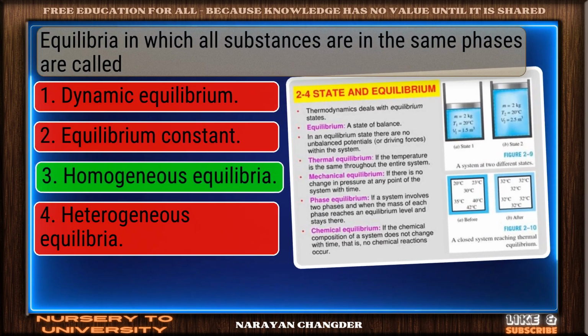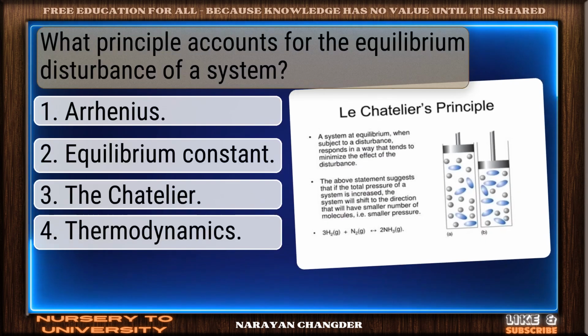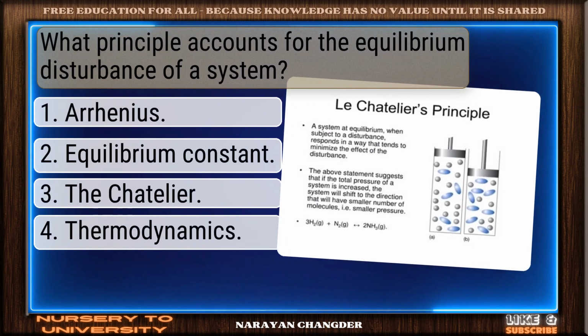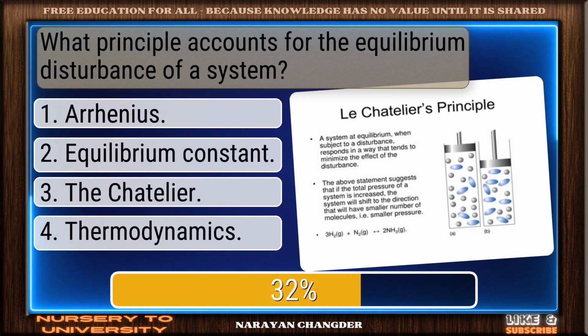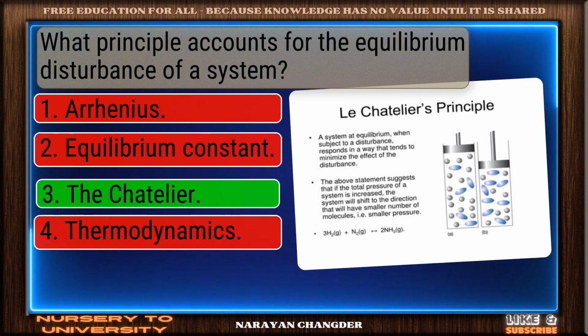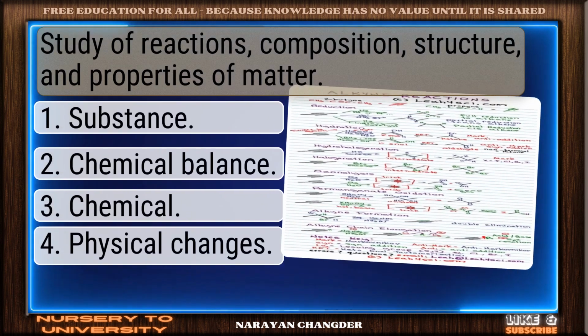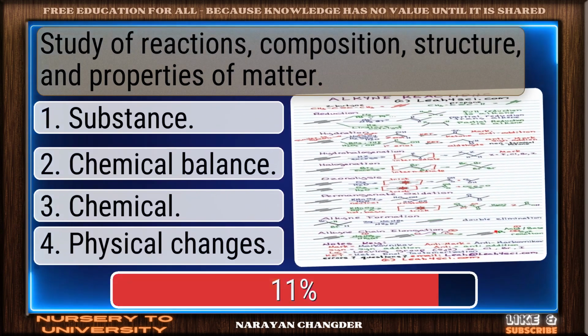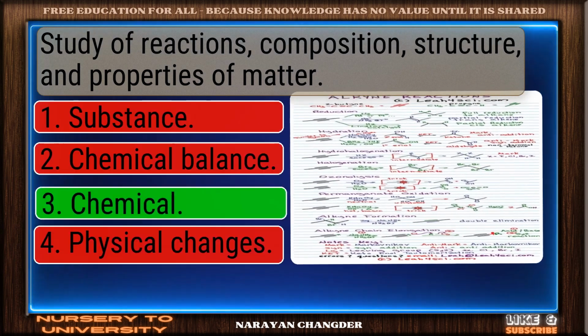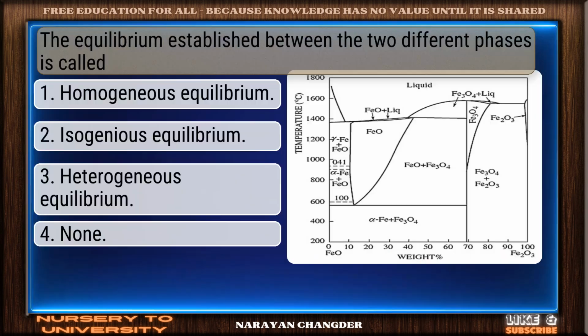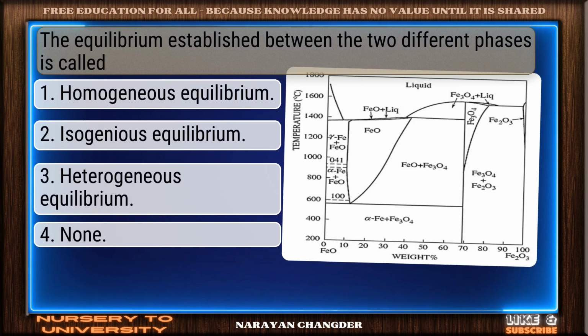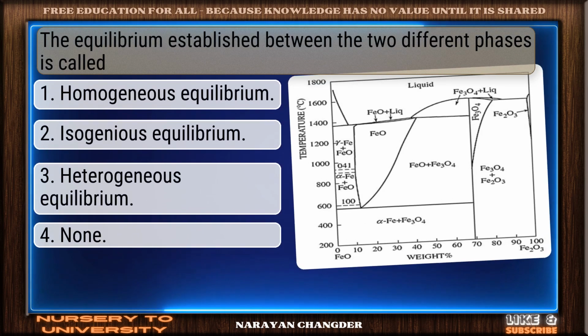Perfect choice. Homogeneous equilibria. What principle accounts for the equilibrium disturbance of a system? Solid response. Le Chatelier. Study of reactions, composition, structure, and properties of matter. Well-reasoned. Chemical. The equilibrium established between the two different phases is called.